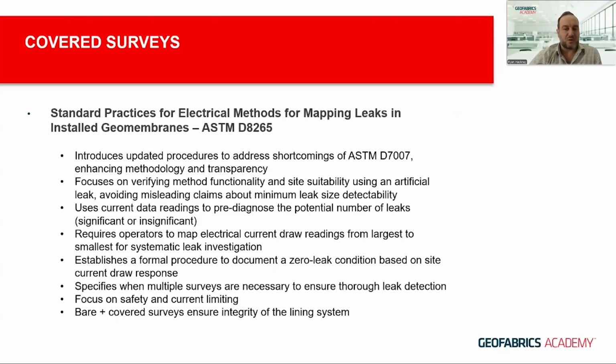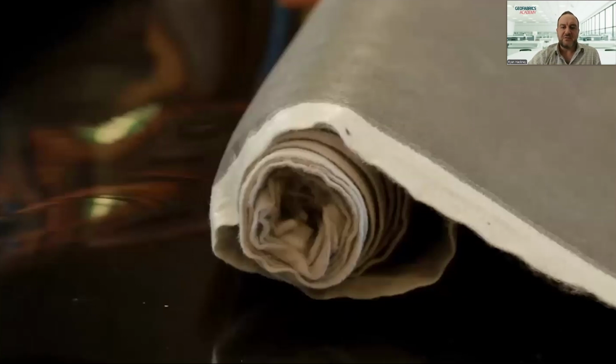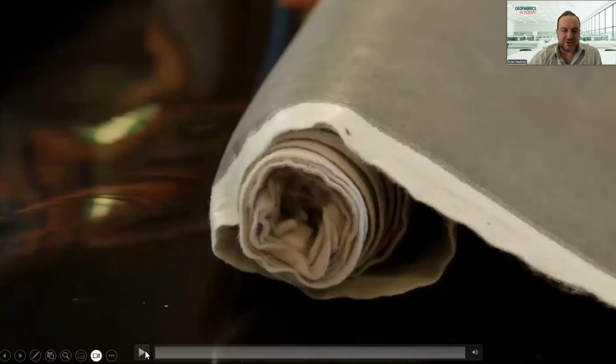And then that would follow once the liner has been covered with soil or gravel, or the covering medium, to then do a covered survey, and that really covers both aspects: any damage that could have occurred during installation of the membrane, and then any damage that would occur that's not seen or observed during the final phase of the installation. Got a short video here, and this just demonstrates an arc test that's been carried out.